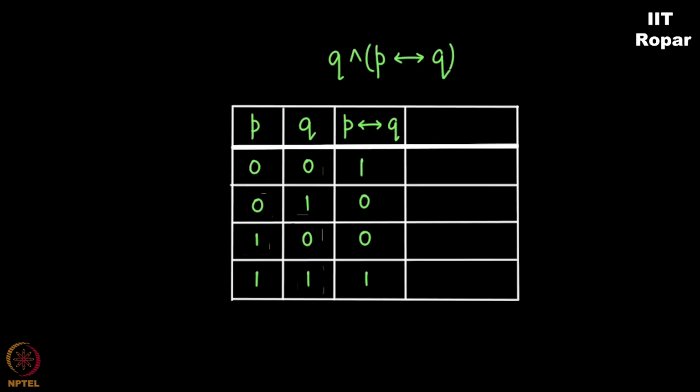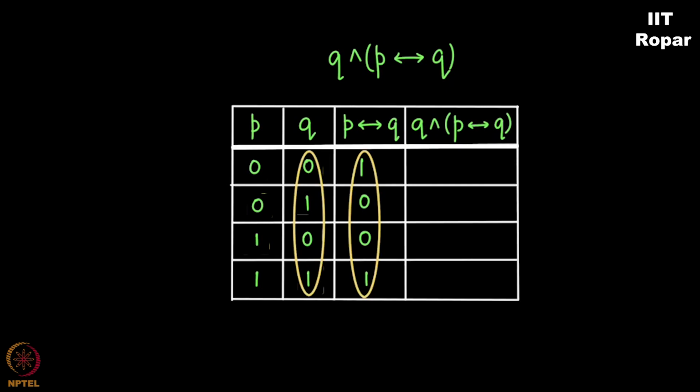Now, what should we find? Q and (P implied by and implies Q). So what we should do is take an AND of the second column and the third column, right? 0 and 1 is 0, 1 and 0 is 0, 0 and 0 is 0, 1 and 1 is 1, right? I'm sure you all are as fast as me.